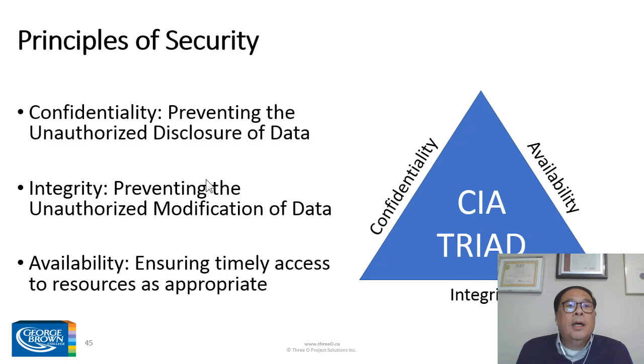Now, apart from confidentiality, another aspect is called integrity. Integrity is the accuracy of the data. We understand we're protecting the confidentiality, not letting unnecessary people know about the content of the data, but we also have to remember we need to make sure that the data we are protecting is actually accurate. So integrity means preventing any unauthorized modification of data.